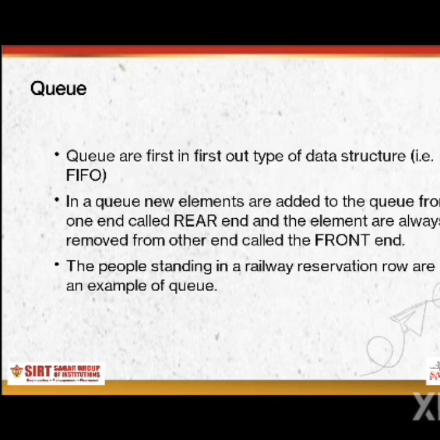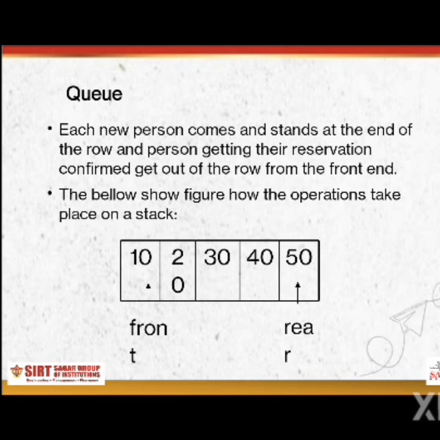Now the queue is a first in first out type of data structure. It means the first data that will be added will be the first data that will be deleted. In this there are two things, the rear end and the front end. As we all know, when lots of people are waiting for something in a line, this is also called people standing in a queue. Each new person comes and stands at the end of the row, and a person getting their reservation confirmed gets out of the row from the front end.